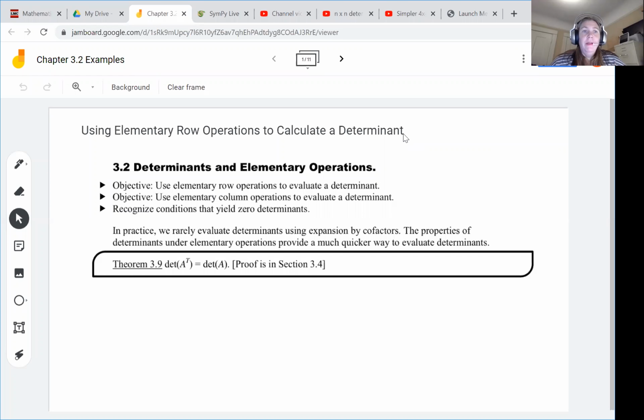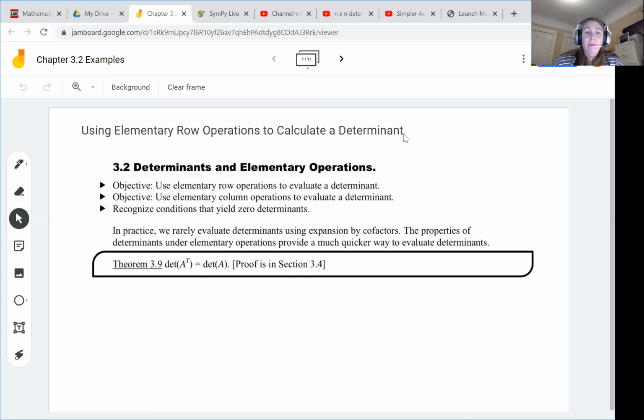In this video, we look at chapter 3.2, where we are using elementary row operations to calculate a determinant. Our learning objectives for this video are to learn how to use elementary row operations to evaluate a determinant, use elementary column operations to evaluate a determinant, and then recognize the conditions that yield zero determinants.